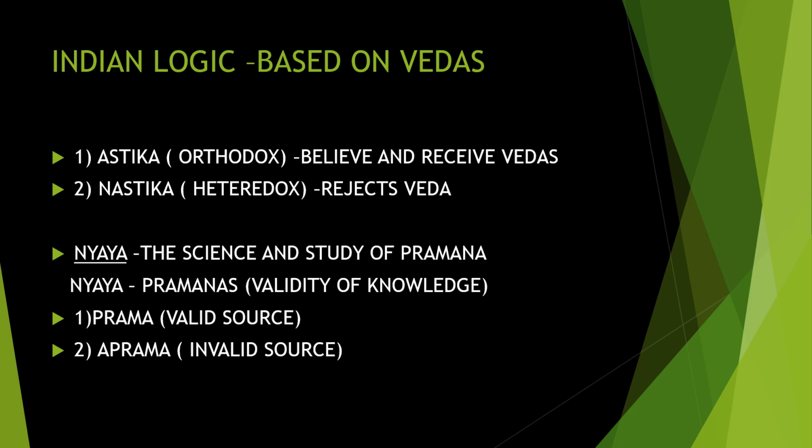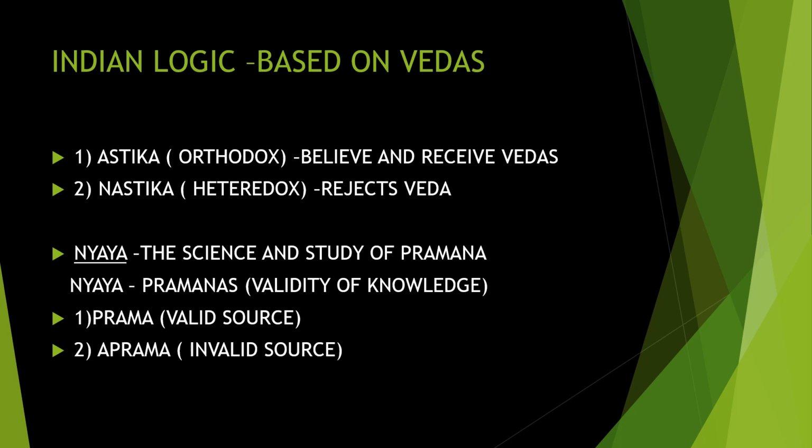So we have divided those who believe in Vedas as Astika or Orthodox, and those who reject the Vedas are called Nastika or heterodox. Okay, first we have given the example here, that is Astika. Astika means Orthodox people, who believe in and receive the Vedas. They like the Vedas. We have four Vedas, and they believe in all the Vedas. And Nastika are the people who reject the Vedas, and they are known as heterodox people. Okay, so we can see two types of people here.